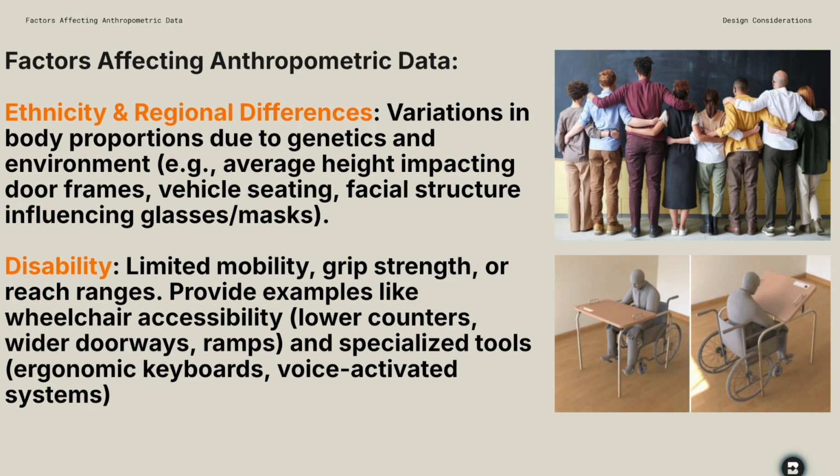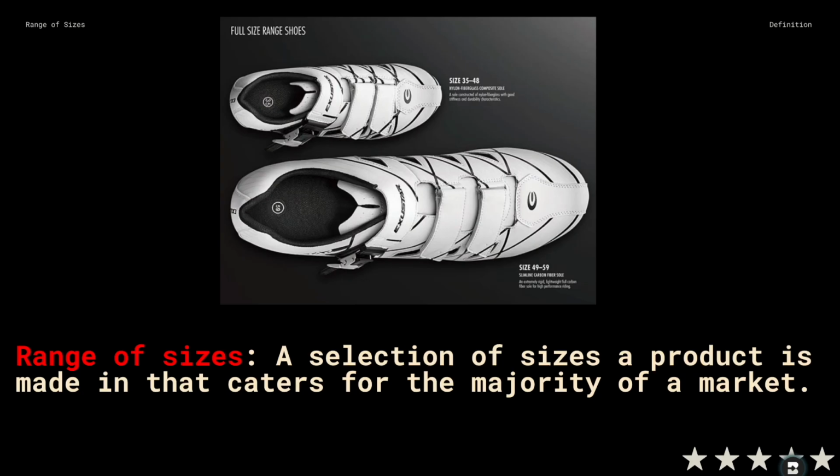We also have to think about disability, so limited mobility, grip strength, or reach ranges. And we have some examples like wheelchair accessible counters or specialized tools, those sorts of things. Range of sizes is a selection of sizes a product is made in that caters for the majority of the market. And of course, we're looking at some different size shoes here, and you can see that these are made for a different range of the population.